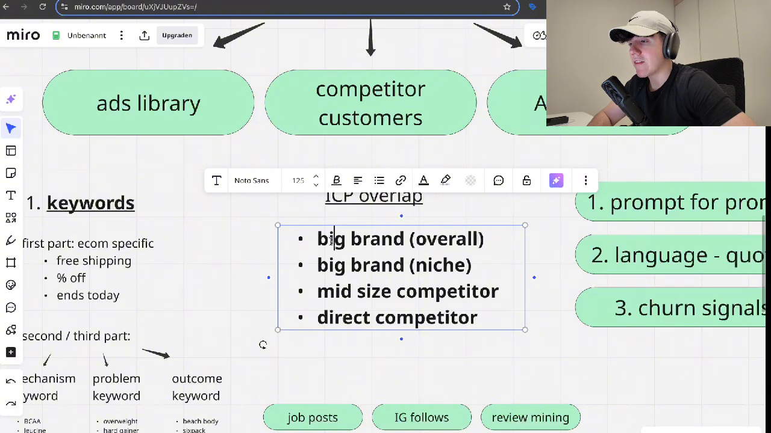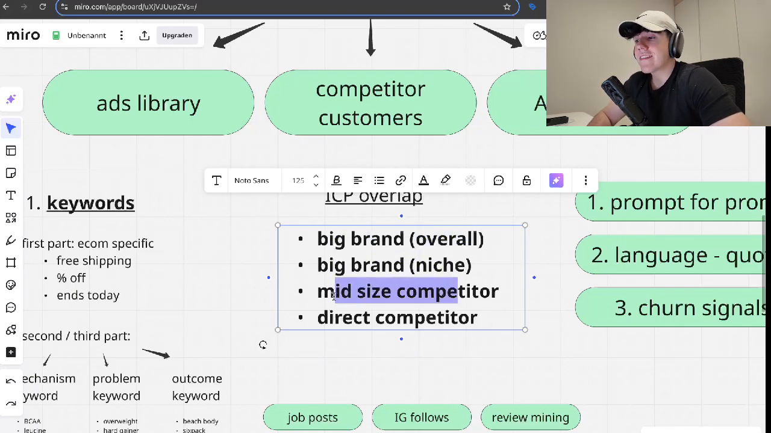So obviously there's the big brands overall. And so this should be in every single person's creative inspiration folder, just a couple of huge brands that you're just looking at overall to get a better understanding of what exactly is working right now. Then you're going to do the same thing for the same niche that you're operating in.